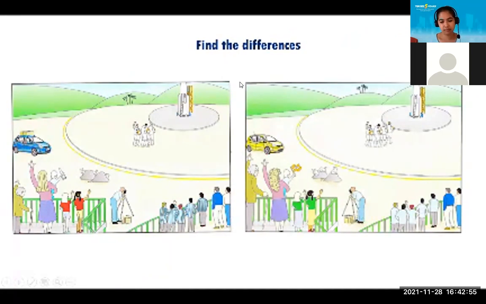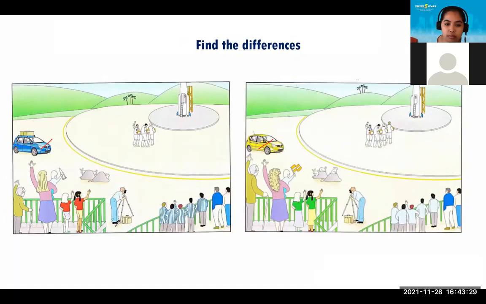In picture one, I see the car is blue, but in picture two, I see the car is yellow. Very good. What else? In picture one, I see the baby who is wearing yellow. And then the old man. In picture one, I see the old man is short, but in picture two, I see the old man is tall. Okay, very good.